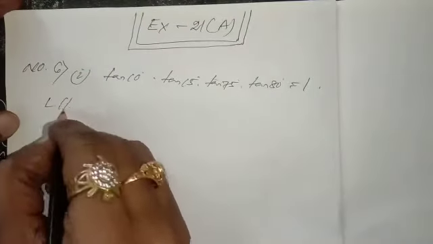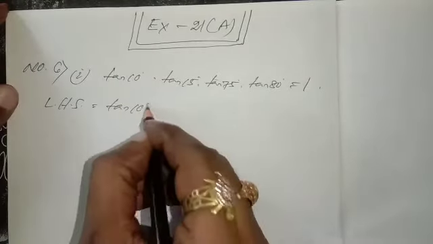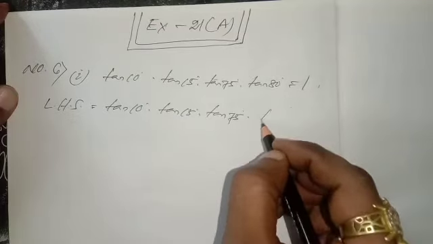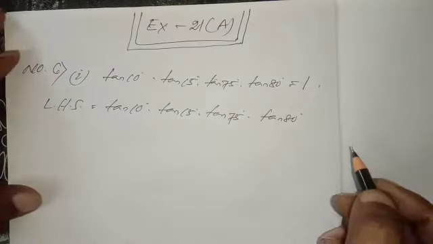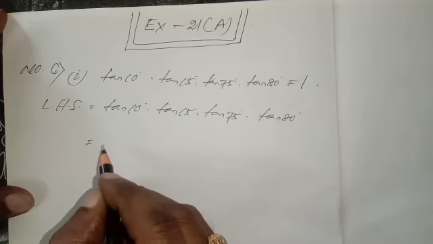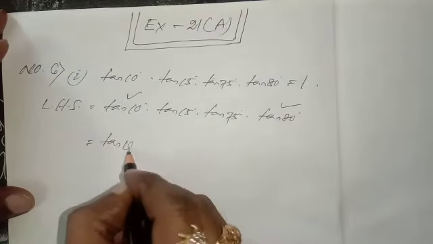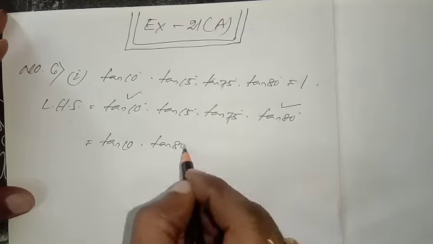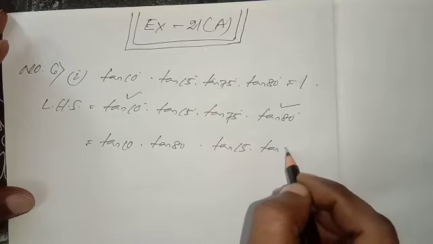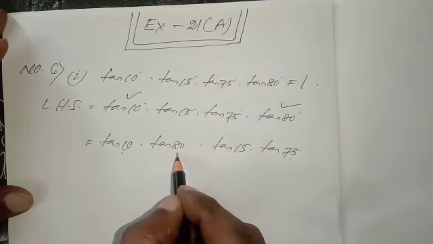First of all, you have to copy the left hand side, which is equal to tan 10 degree, tan 15 degree, tan 75 degree, tan 80 degree. Now, you see which angles together will give 90 degree. That means tan 10 degree and here 80 degree. Make it separate here. That means tan 10 degree into tan 80 degree. Make it one group. Again, tan 15 and tan 75. These two angles will give you 90 degree. These two angles also make 90 degree.